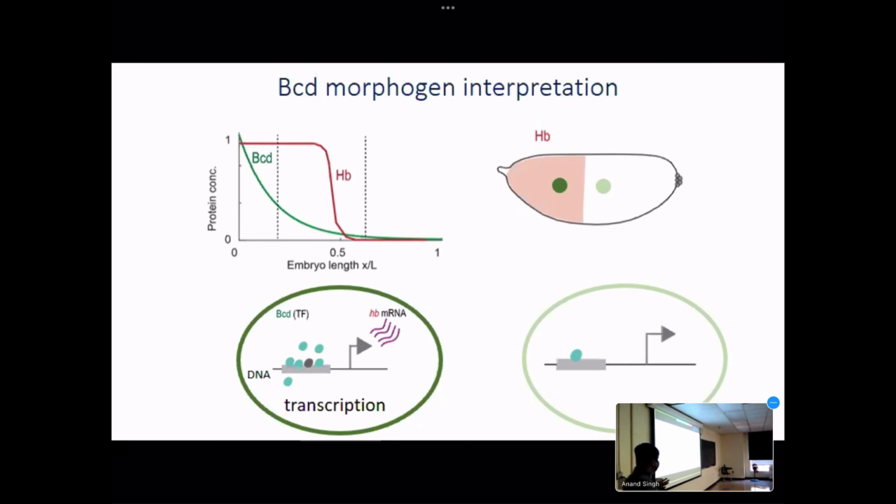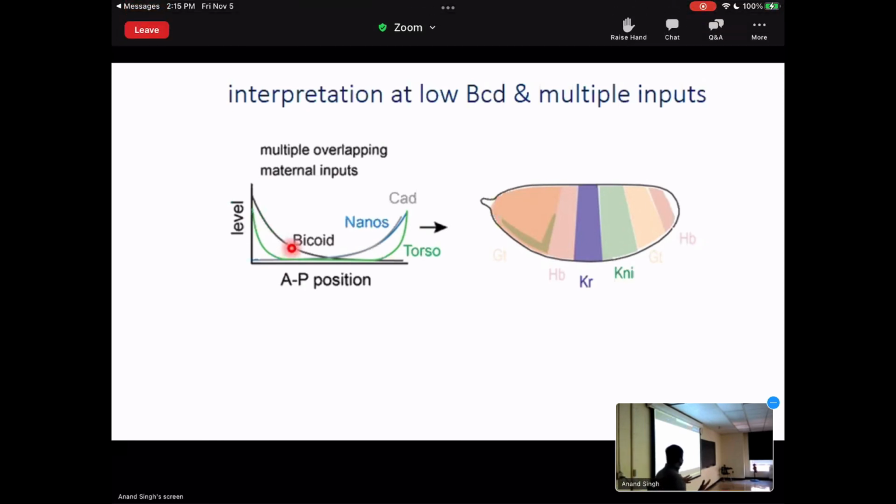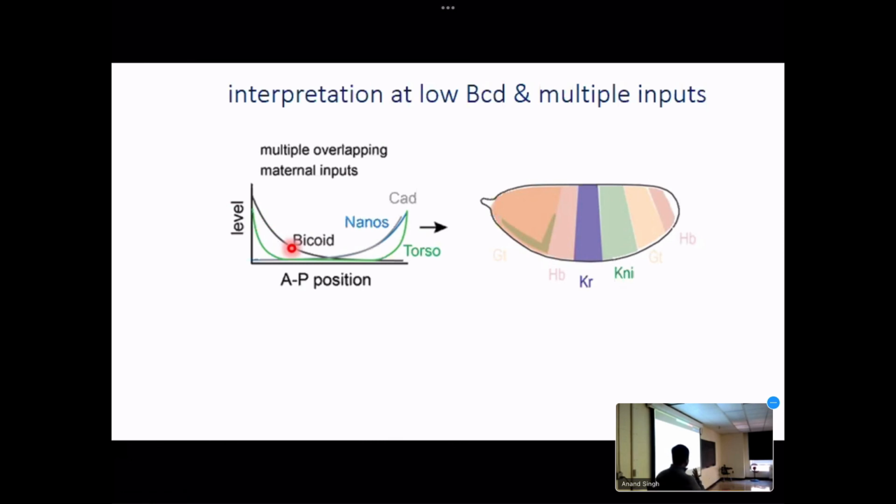But this slowly becomes more complicated because there is not only one given pattern of maternal input. You can see here there are multiple inputs from anterior to posterior. We don't need to remember all of these, but they give rise to these complicated patterns of all the gap genes called giant, hunchback, Krüppel, and knirps. These give rise to the segmented body pattern.